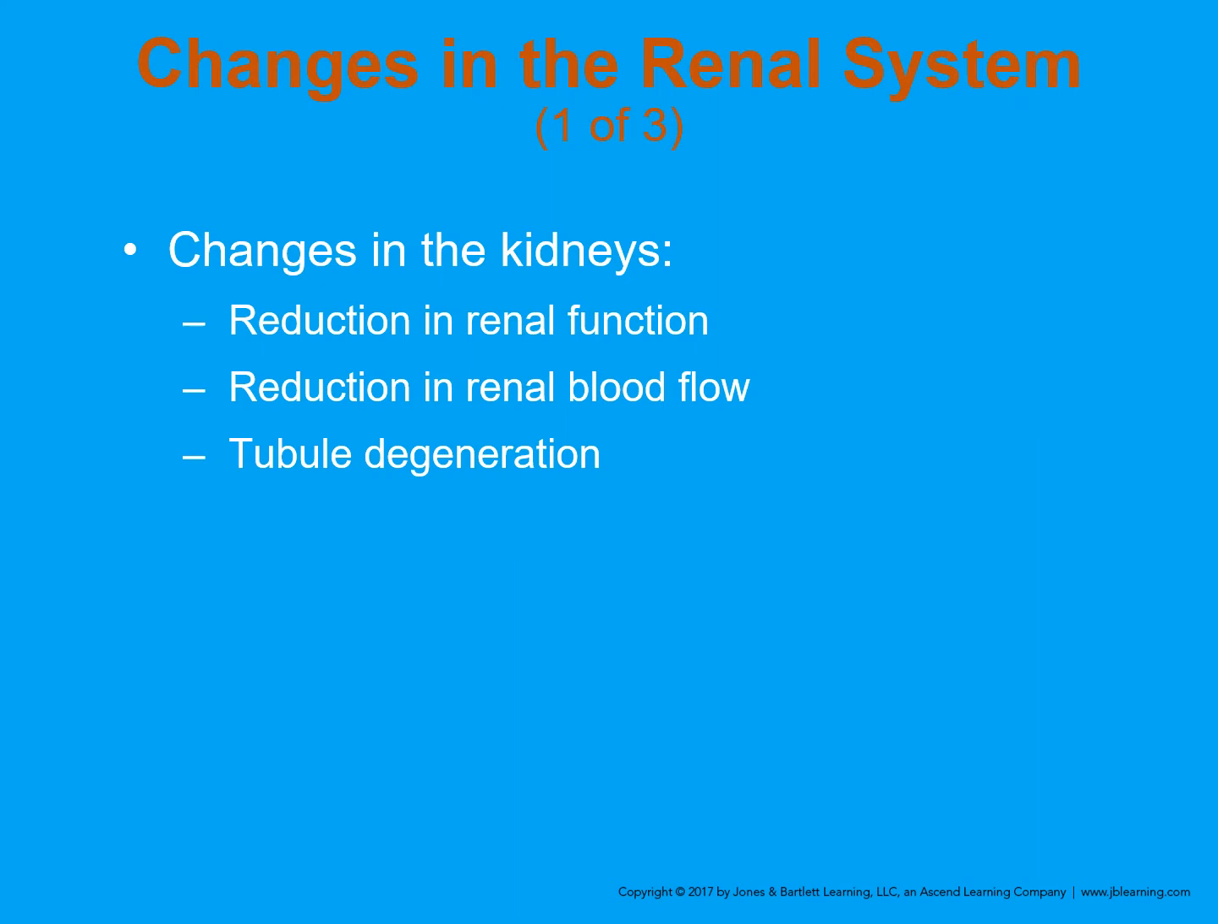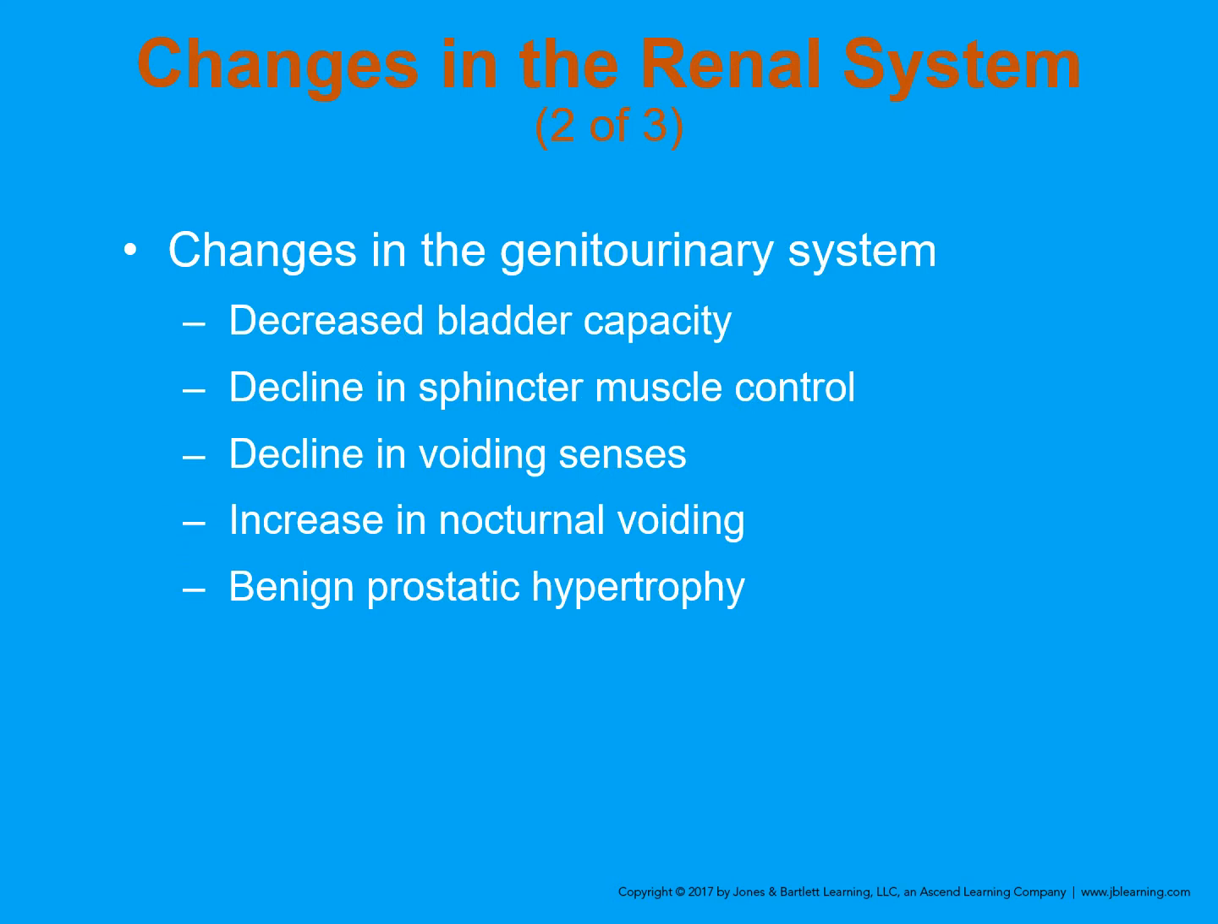Renal systems, reduced renal function. They're not processing as much toxins out of their system. They're not going to have as much urine output. What else? Decreased bladder capacity. I already suffer that. Sphincter muscle control. Decline in voiding senses, so they don't know that they need to go to the bathroom.